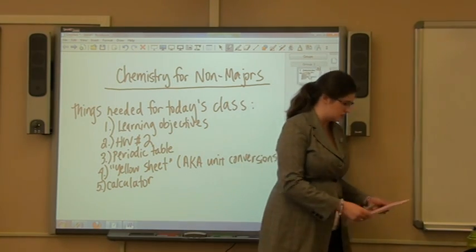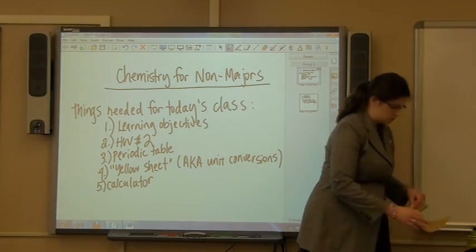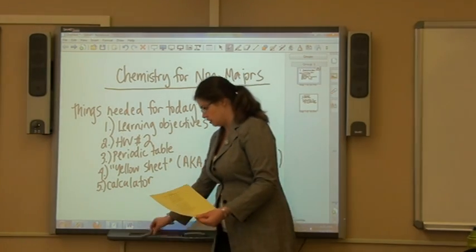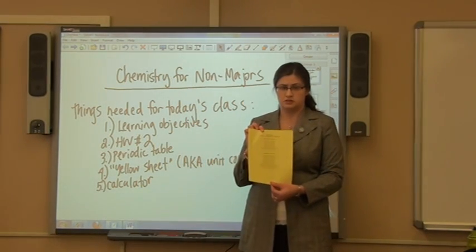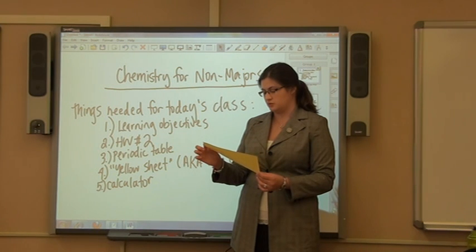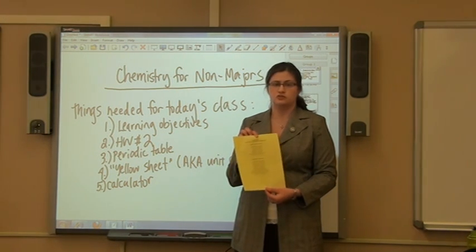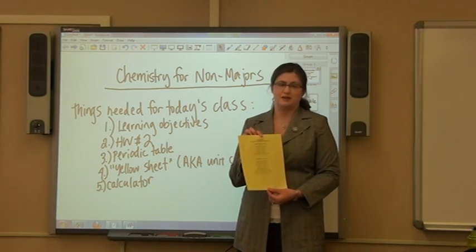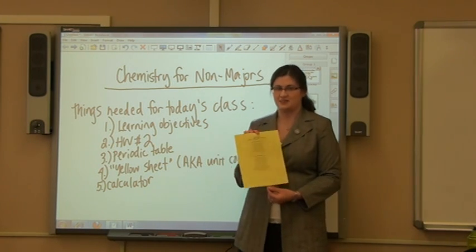And you will also need for tonight's lecture a copy of what I call the yellow sheet. It is Appendix 1, General Chemistry Formulas. It's unit conversion information, and from now on, I will always refer to it as the yellow sheet.